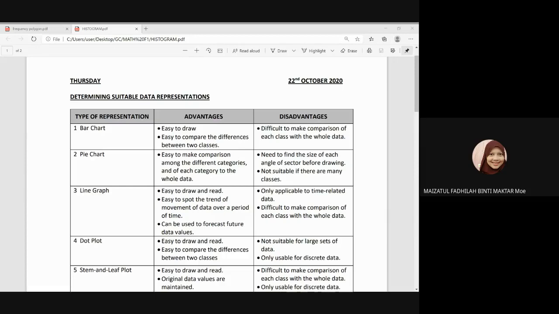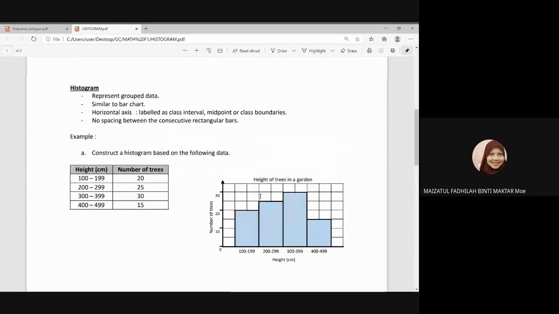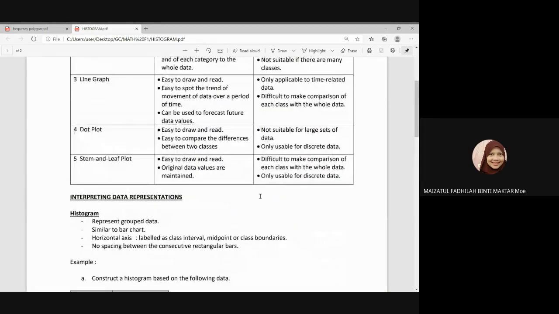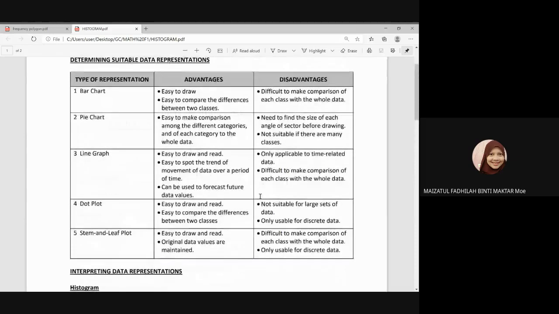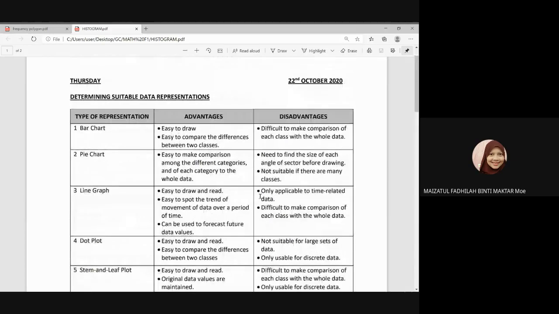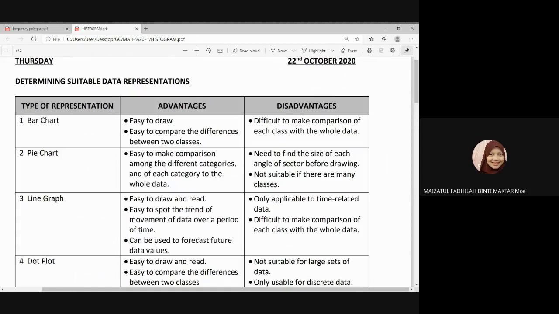Today we will continue to the next topic: determining suitable data representation, the histogram, and also the frequency polygon. There are important things that we need to do and not to do when we draw or construct a graph.